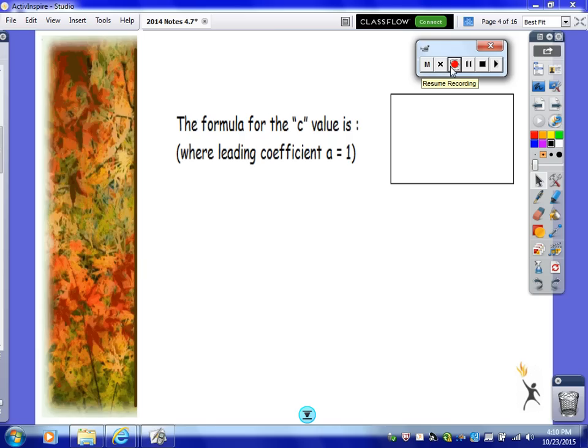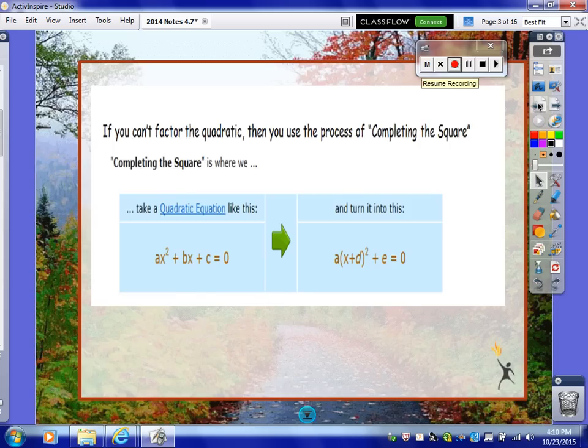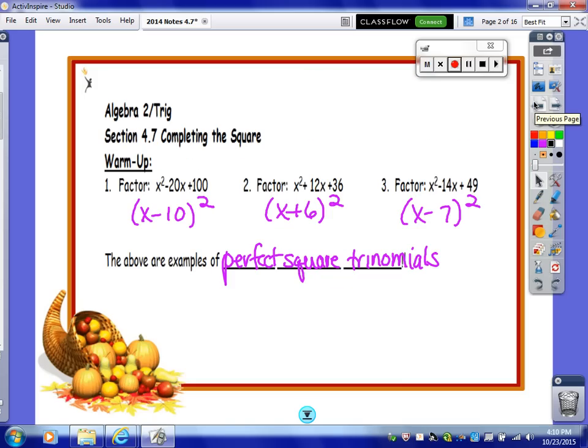All right, so we need a formula. How do we find C? Well, let's go back in our video and look at those first couple of problems. What's the relationship between B and C for each one of these? Well, hopefully you see that half of B squared gives you C.